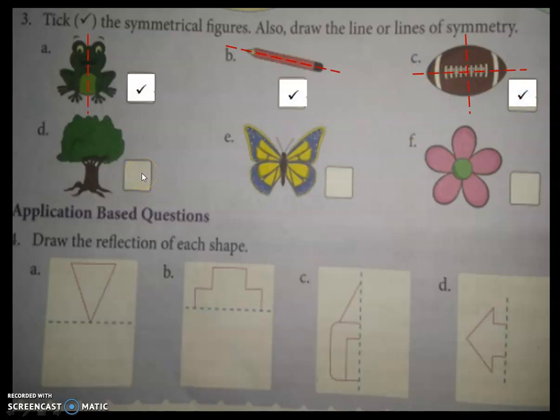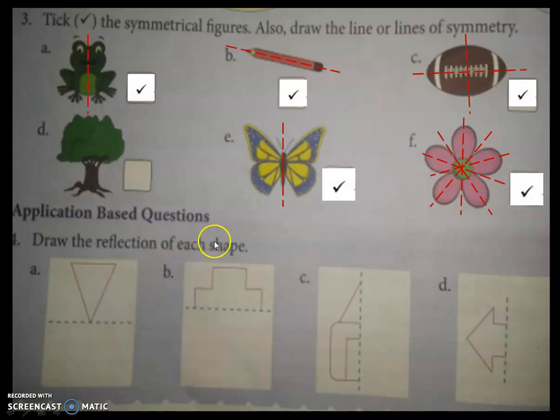Tree, no, you won't get it, because a tree will grow into different shapes. Butterfly, yes, the straight line is a vertical line. Correct. Tick. Then for the flower alone, we get many lines of symmetry like this: 1, 2, 3, 4, 5. So yes, put a tick for this.